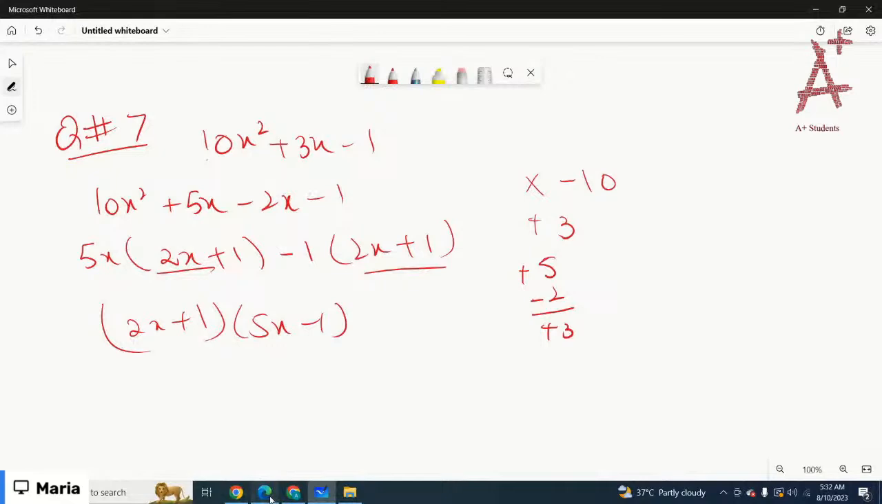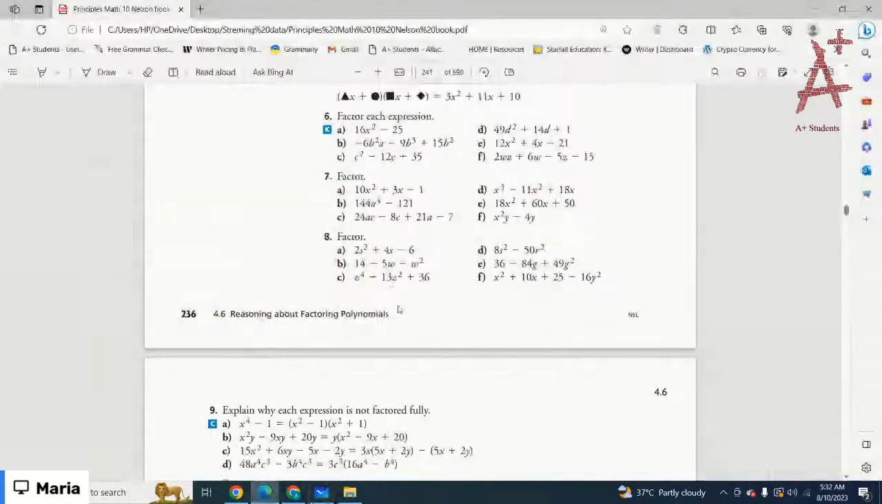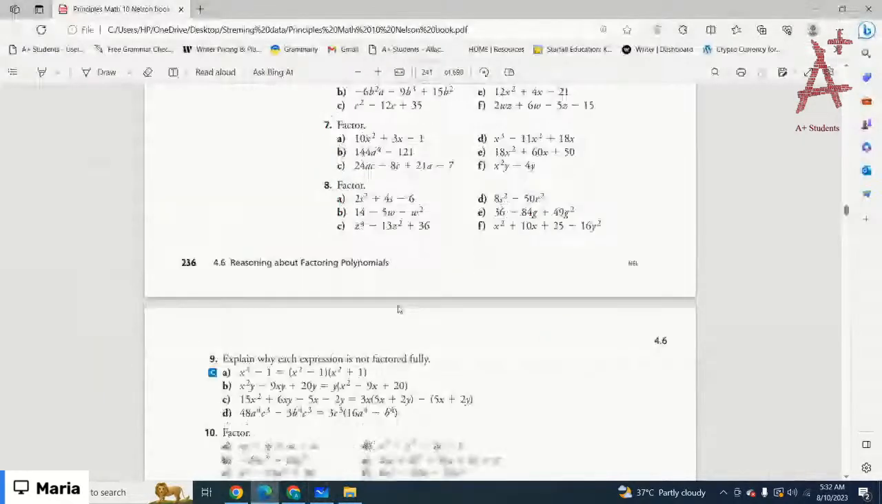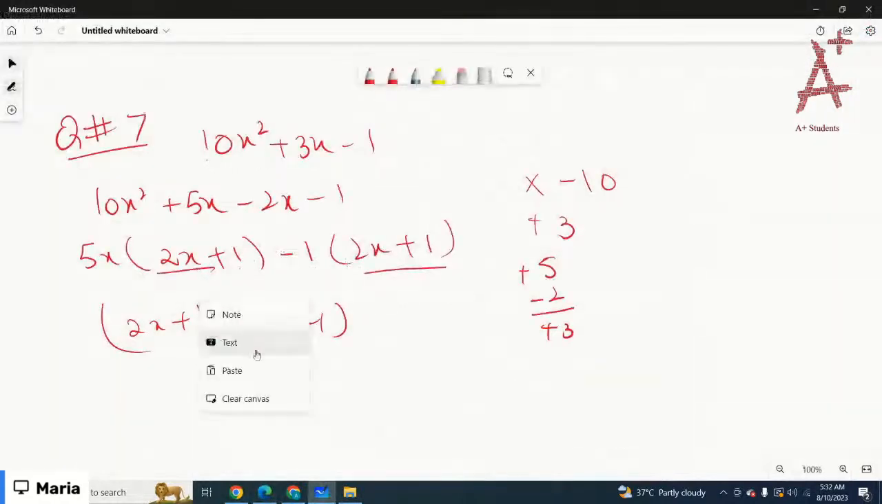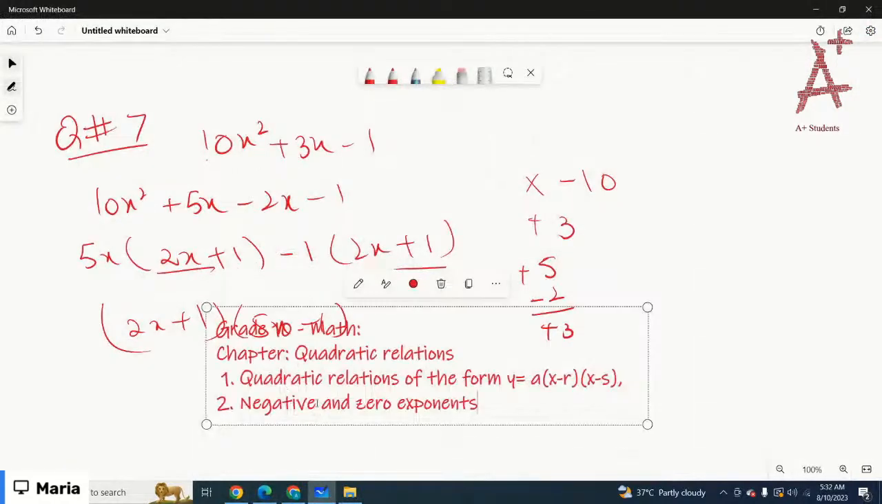Let's start with question number 8. Explain why each expression is not factored fully. Let's start with question number 9. x to the fourth minus 1. Let me write down question number 9.